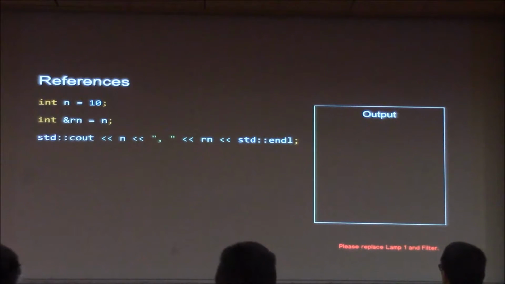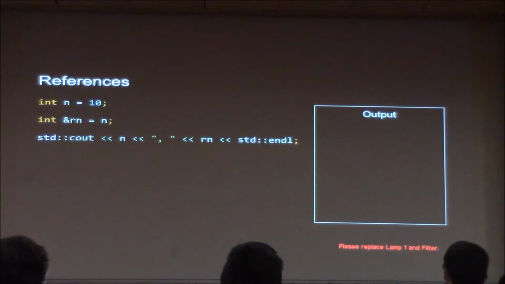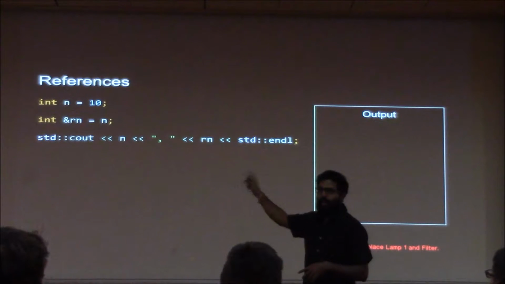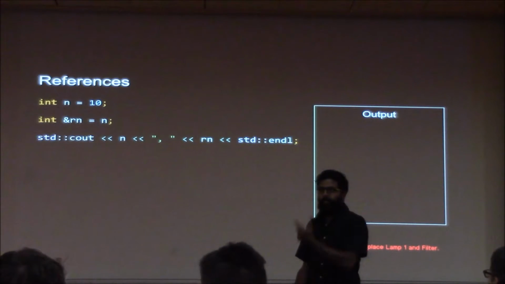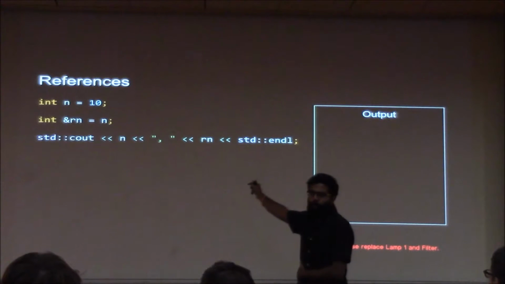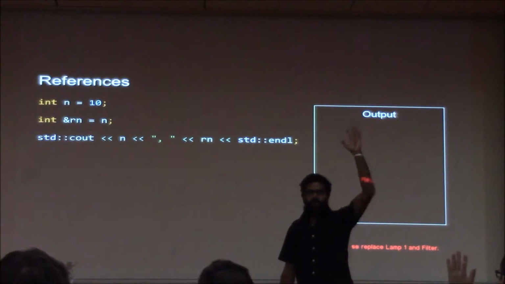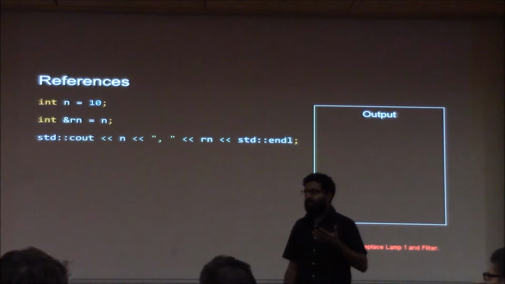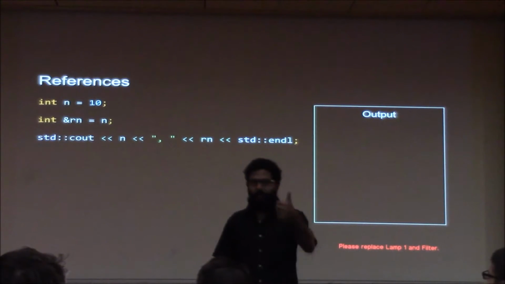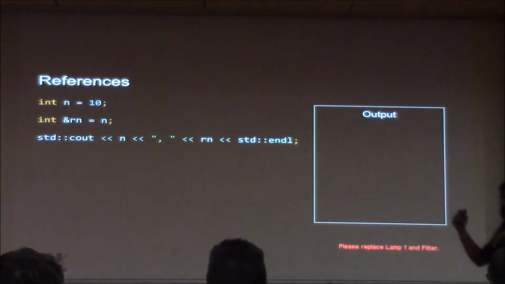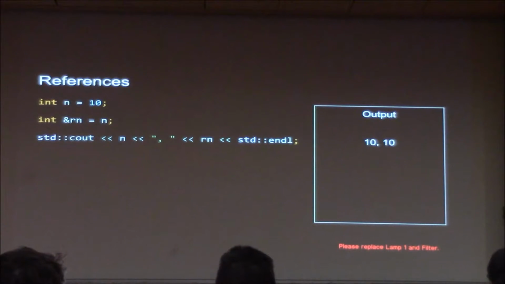You need not raise your hands, but can you just shout out what may be the output of this particular line? We are trying to print n and the reference variable Rn. One of the answers is 10 for the value of n, and the address of wherever in memory this variable n is stored would be printed for Rn. How many of you think that's correct? Any other answers? 10, 10. Good. Actually, that was wrong, and the answer is 10, 10. This is the actual output.